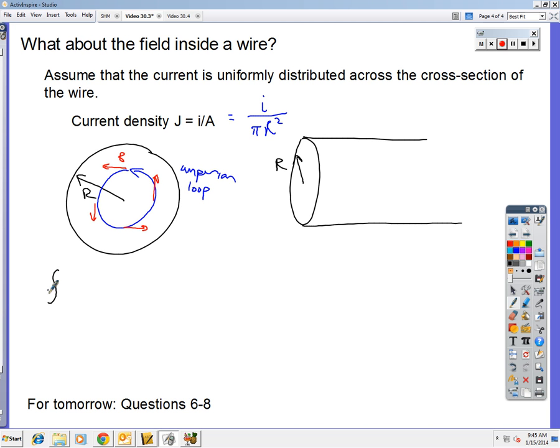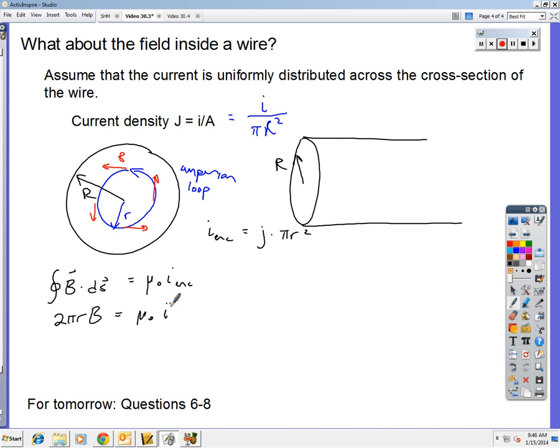So when Ampere's law says the integral of B dot ds equals mu naught I enclosed, B dot ds is once again 2 pi r times B, where little r is the radius of the Amperian loop as opposed to big R, which is the radius of the wire. And we're left with figuring out what the enclosed current is. And it turns out to be equal just to the current density times the area of the Amperian loop. So J times pi little r squared.